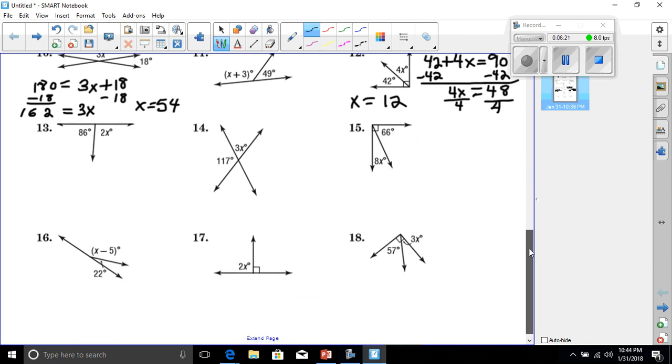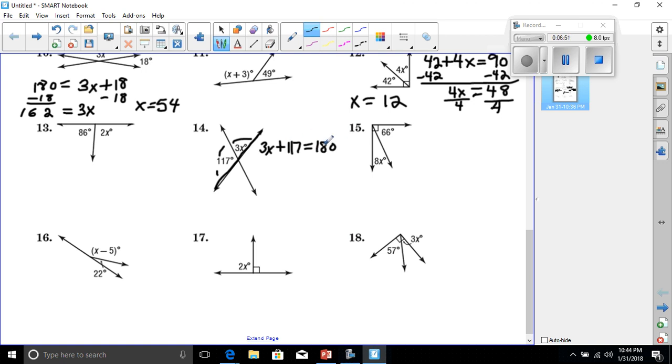Let's move on to number 14. Number 14, again, has two angles that reside on one line. See the one line right here? Both of these angles are on this line, which means this is a supplementary angle. They have to equal 180. So if I work this out, I can say that 3x plus 117 equals 180.